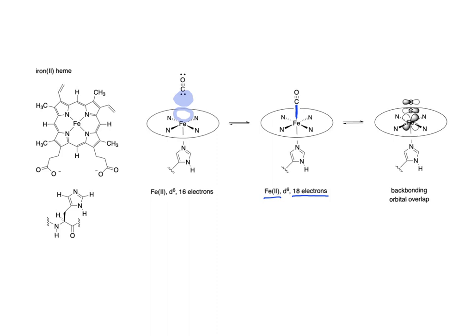Furthermore, there is back bonding orbital overlap between one of the filled d orbitals of iron 2 with the pi star orbital of carbon monoxide.